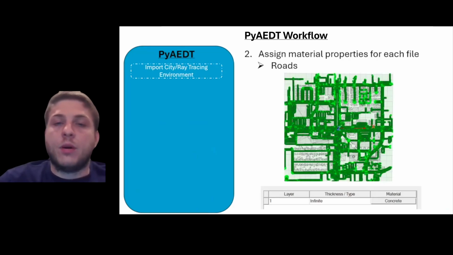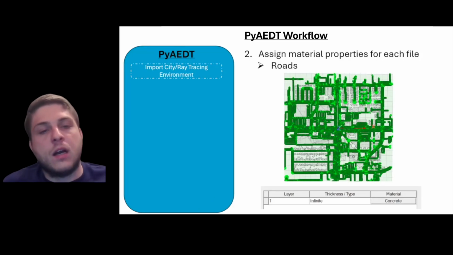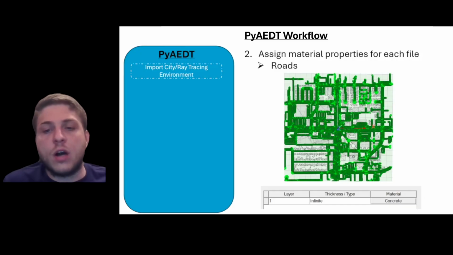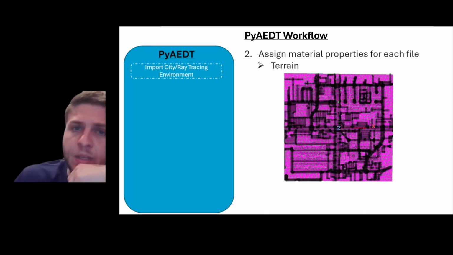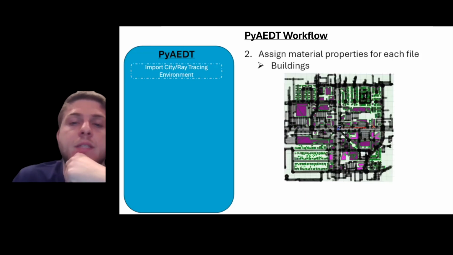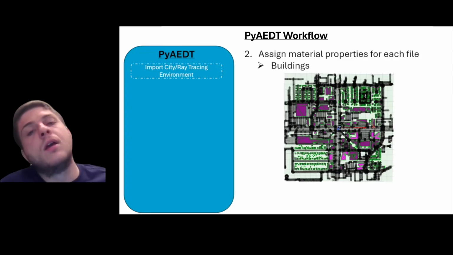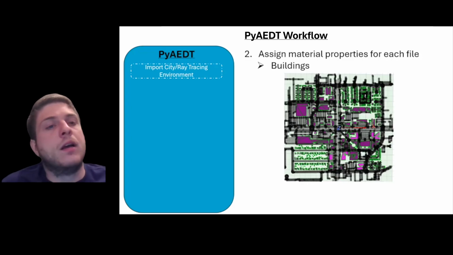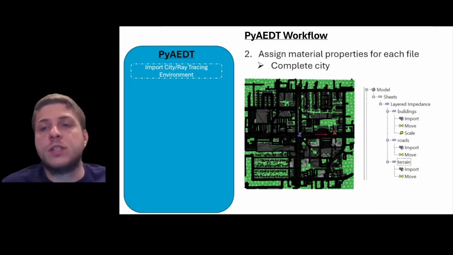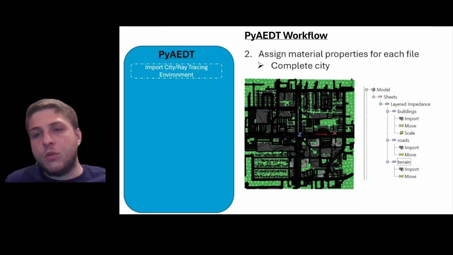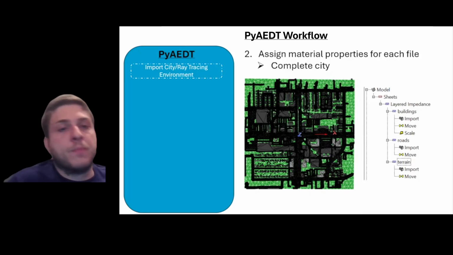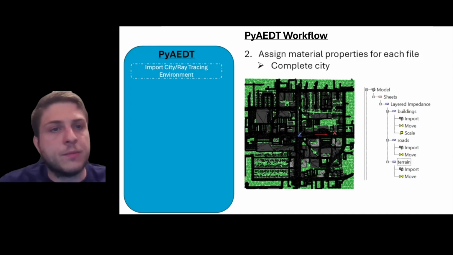Assigning material properties is simple and everything is done automatically in PyAEDT using scripting. As here you see the picture of the roads, and for roads we use concrete with infinite layer concrete, and for other parts of the city like terrain and buildings you can use other materials, asphalt for example, or concrete as well, or any other material you want. So here's a complete city, and then you see the Model 3 layout with layered impedance. You have buildings, roads and terrain. Each of them is assigned layered impedance sheets in HFSS.